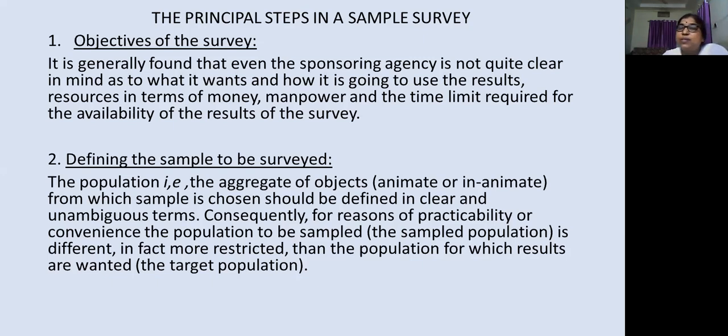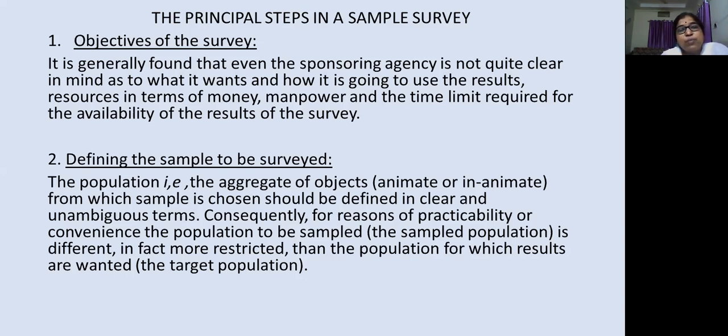Defining the sample to be surveyed. Now, my survey is to send two students to the Republic Day parade. So my sample should be very clear. Whom do I have to send? My college students, or my children, or your siblings? Whom do I have to select? So the sample has to be very clear. If we have the objective clearly defined, we know what our sample would be.